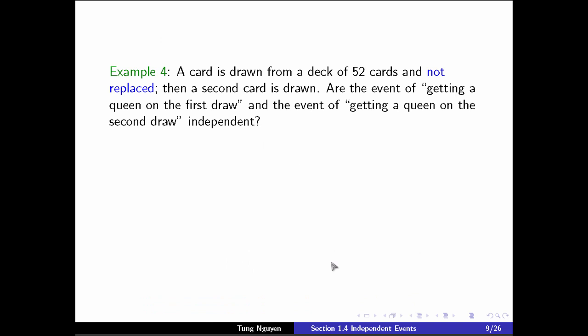On the next example, this time we also will not replace the card we draw the first time, and we want to say we have two different events in this problem: getting a queen on the first draw and getting a queen on the second draw. The question is whether they are independent.